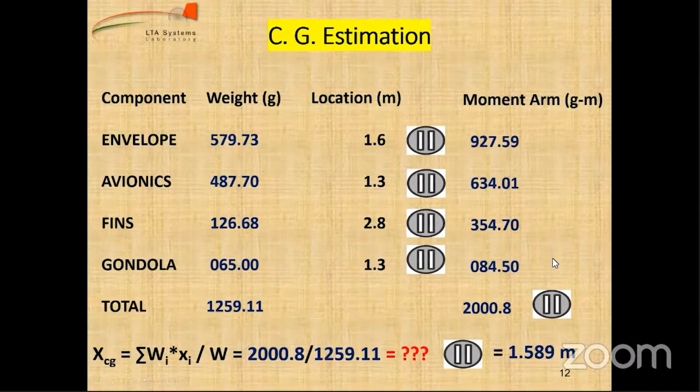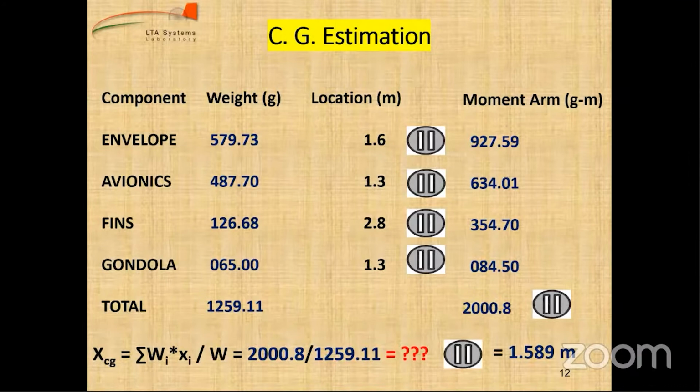Now I would like to ask you at this point, what if you're asked to change the location of the CG? What strategies come to your mind to change the location of the CG of the airship? So we will have to adjust the location of other components like avionics, fins, gondola to move the CG.